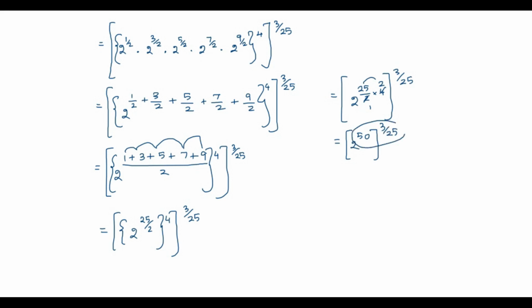Okay, now we can multiply these two exponents. So we get 2 to the power of 50 times 3 divided by 25. 25 goes into 25 1 times, 25 goes into 50 2 times. So that is 2 to the power of 6, which is equal to 64. So the value of the given expression is 64. 64 is an integer, so the value of the given expression is an integer.